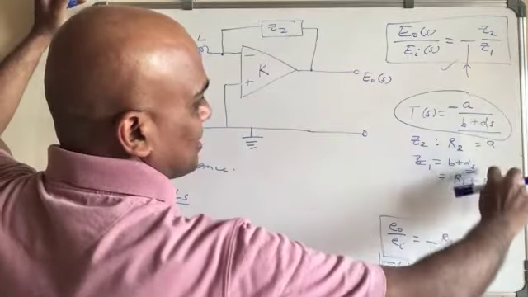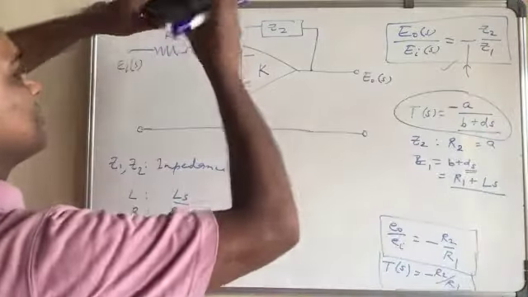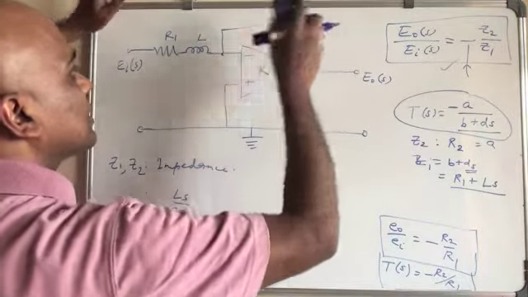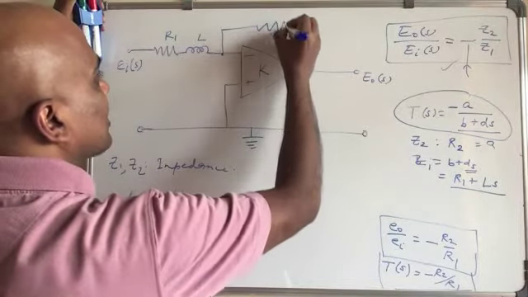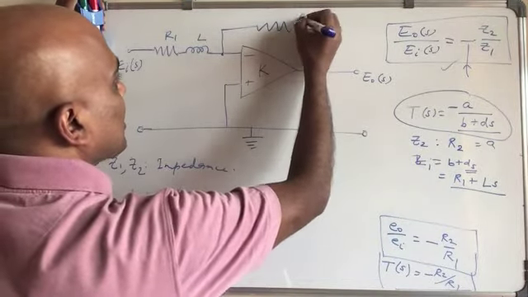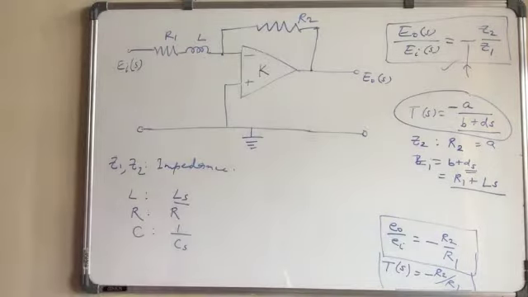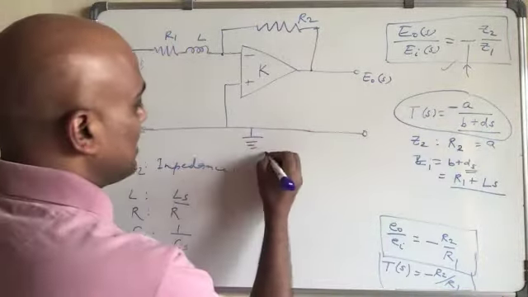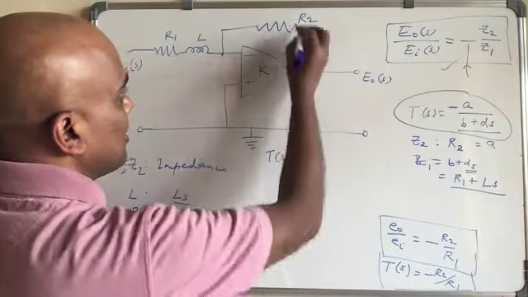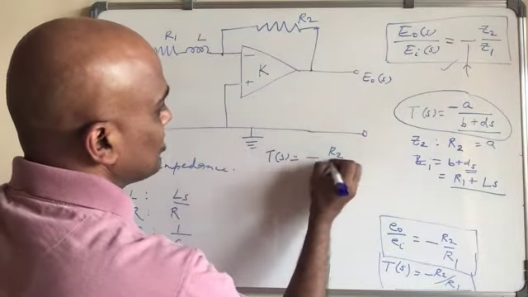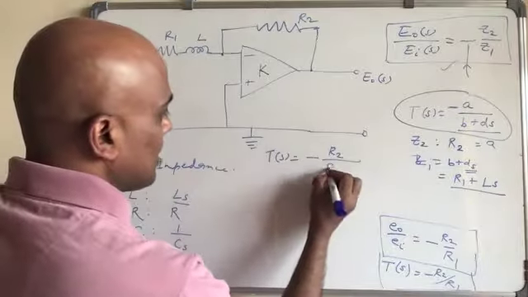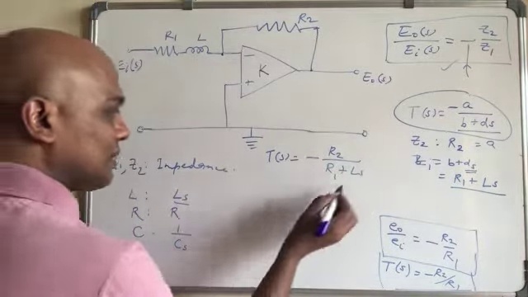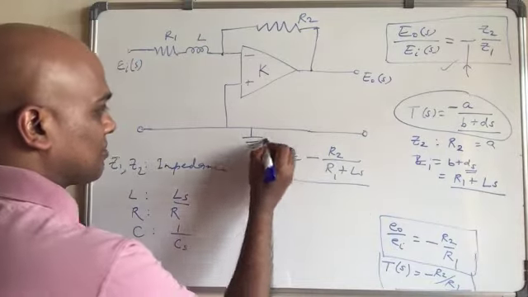Z2 is a constant. We can make just R2 here. So this is R2 here, like this. And you have this kind of transfer function. So for this, the transfer function will be T(s) equal to minus R2 divided by R1 plus Ls. So see what you get. This is a first order system.